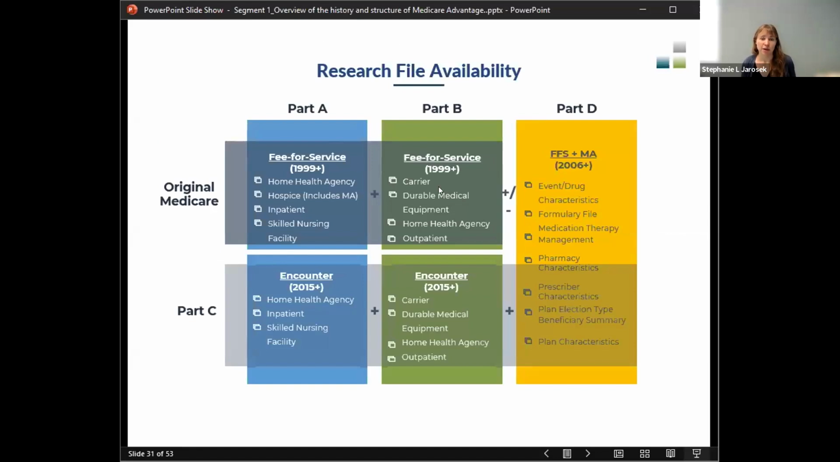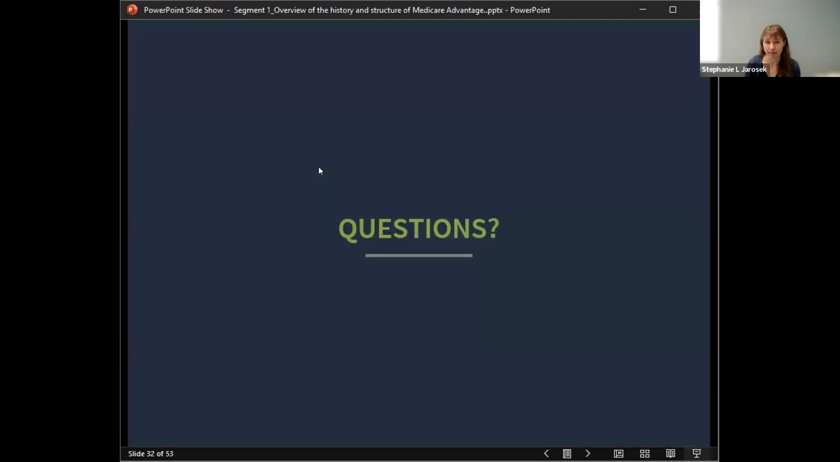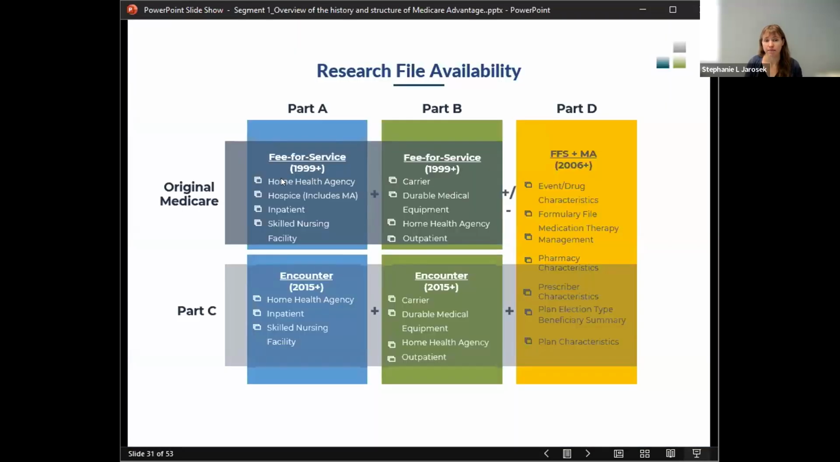I'm just going to do a quick look at this just because I had given you the schematic of how Part A and Part B and Part D are designed. And we've talked a little bit about how the files have become available. So right now we have fee-for-service data back to 1999.